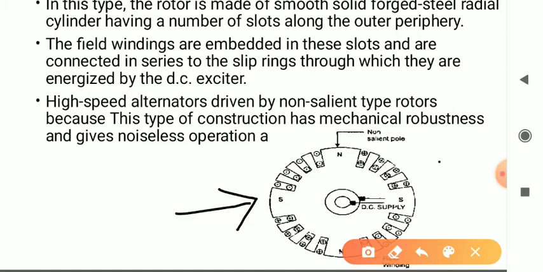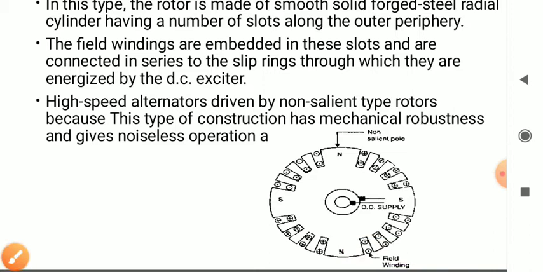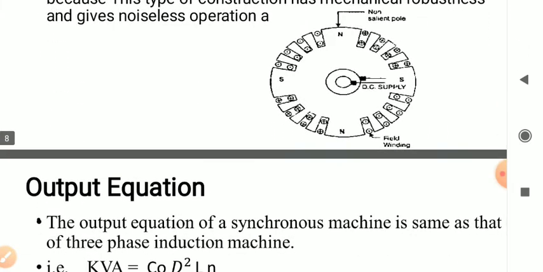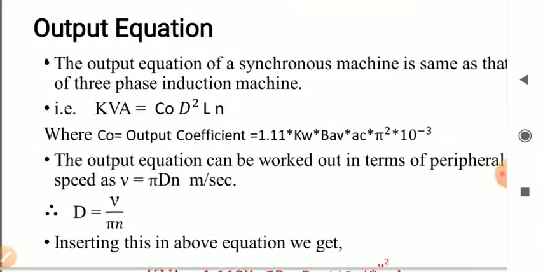And this construction of the rotor has mechanical robustness, and therefore the rotor can be used for the high speed alternators, which is normally a turbo generator. So the non-salient type of rotors are usually used in the high speed alternators or the turbo alternators, which are steam turbine driven alternators.